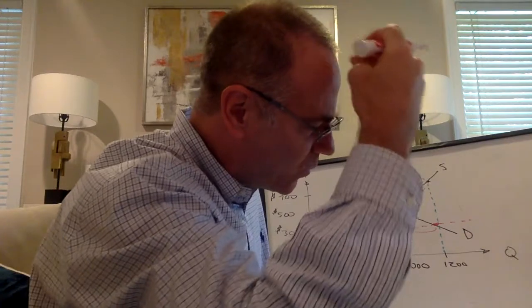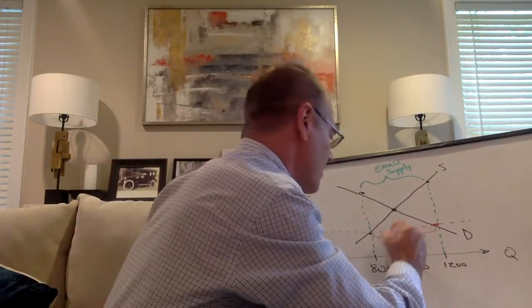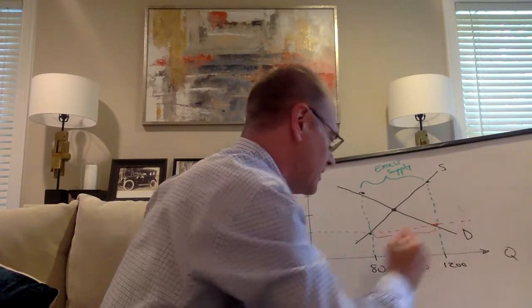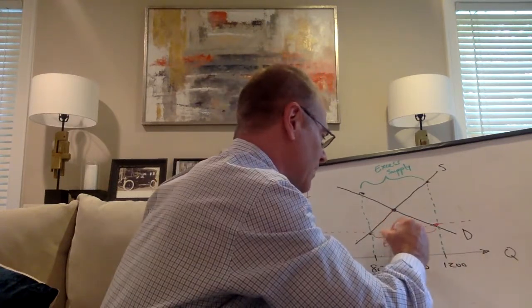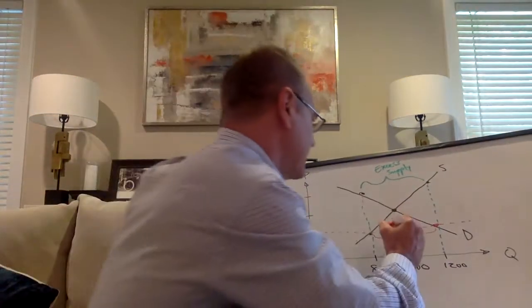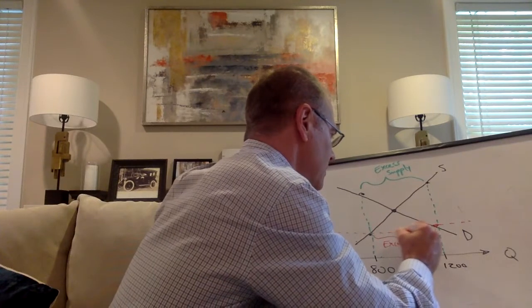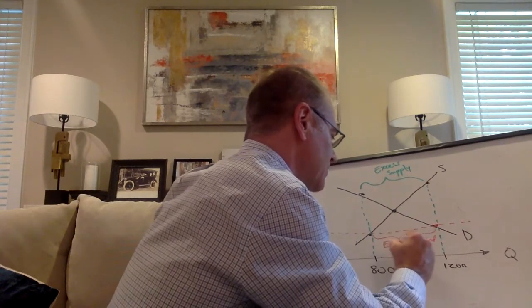Maybe it's unfortunate that the book made it that way, didn't it? But either way, 400 is the difference between demand versus supply, and when that happens, we call it excess demand. Another word for it is just a shortage.